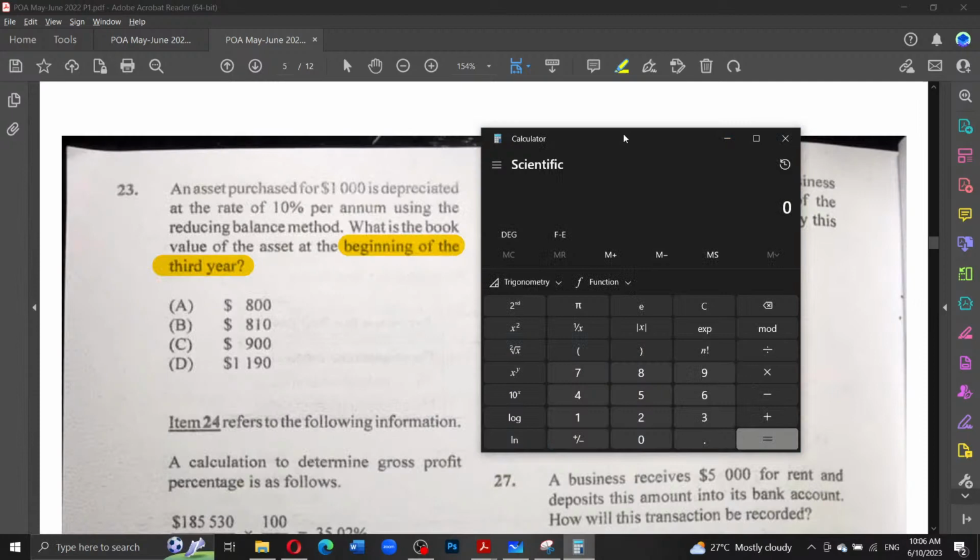So the cost of the asset is $1,000 and it loses 10% of its value, which means it is now functioning at 90%. 90% is 0.9. You can do all the calculations in the exam, that's up to you. So at the end of the first year, the net book value of the asset is 900, but we're not asked to find the first year, we're asked to find the second year basically.